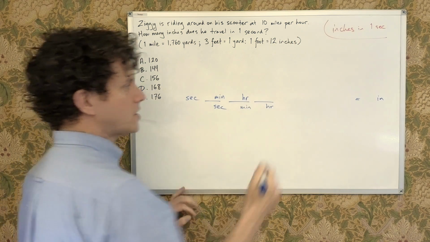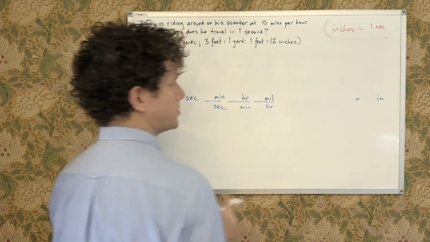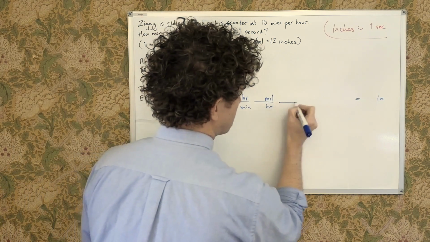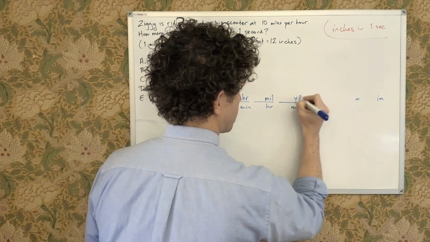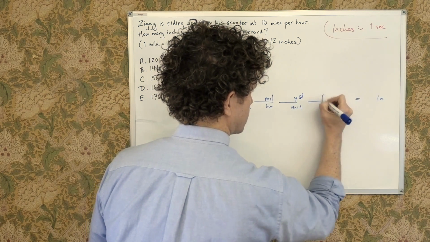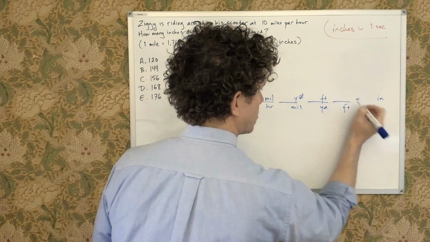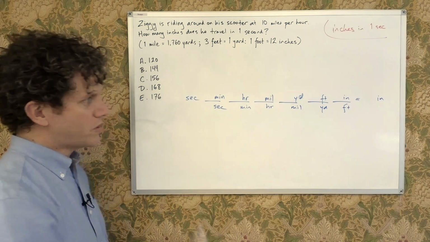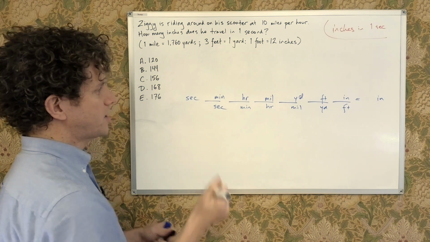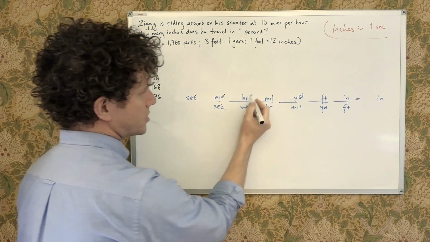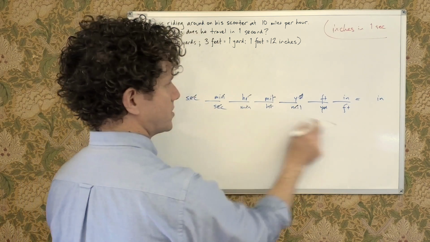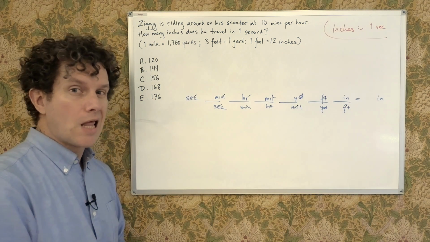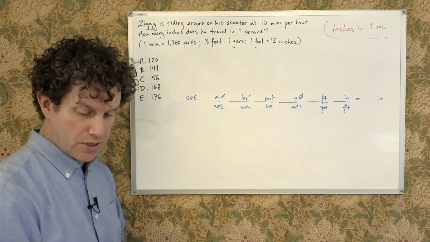Now we've got the given rate. Miles are in a relationship with hours, but we still aren't where we want to be. We want to get to inches. Miles, however, are in a relationship with yards. Yards are in a relationship with feet, and feet are in a relationship with inches. If we do this 7-part multiplication, our units will cancel, and having started with seconds, we will wind up with inches.